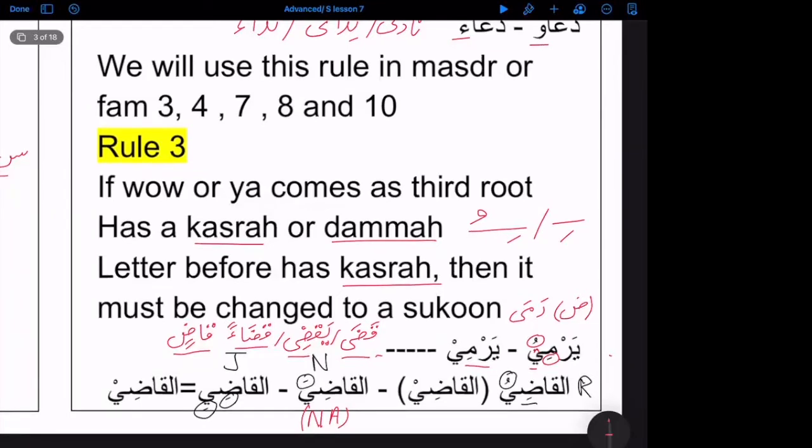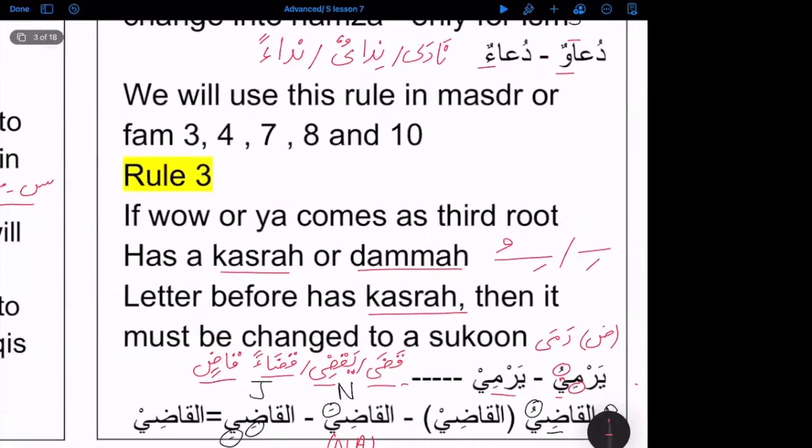For nasab, we have al-qadi, ya actually, originally. So what happened? Ya has fatha. Do we have any option for fatha over here? No, right? And before that is kasra even, but this rule is not going to apply because this has a fatha over here, right? So that's why we will say that the rule is not applicable over here. That's why when it is nasab, we say al-qadi ya. So it will take fatha over here.